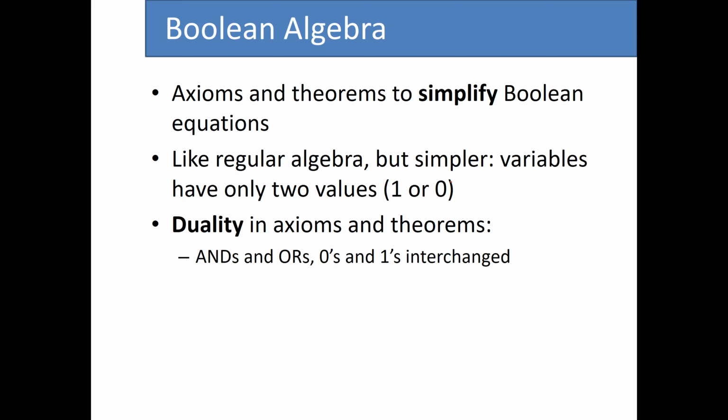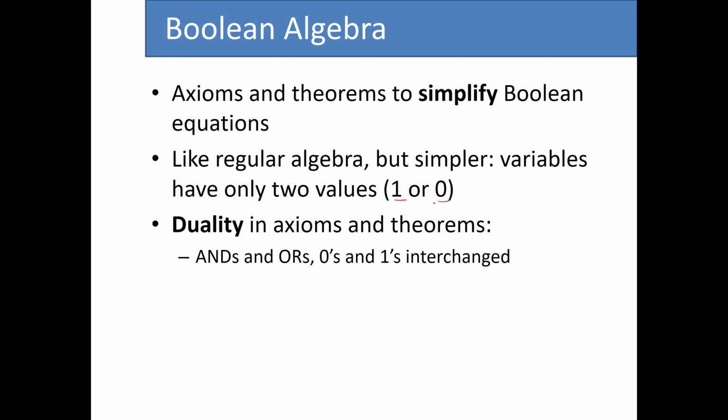Like regular algebra, we can use these axioms and theorems for simplification, but it is much simpler because, unlike regular algebra, here we only work with variables that have two values, either 1 or 0. Because of that, some of the rules can be simplified, and there are also some cases for which we have conclusions that are completely different than regular algebra. I will point them out in a later slide.